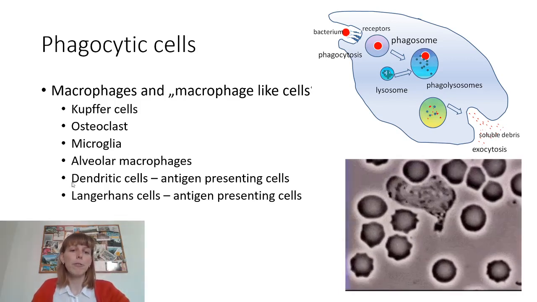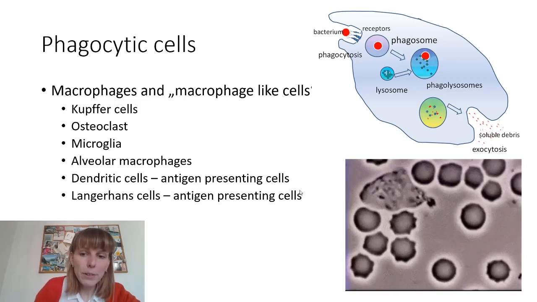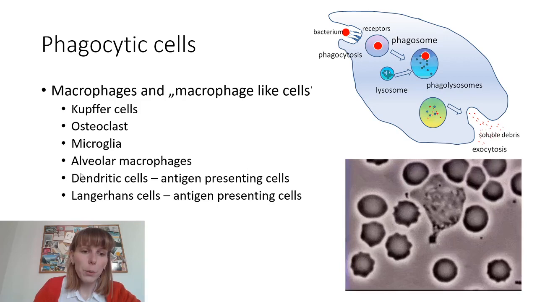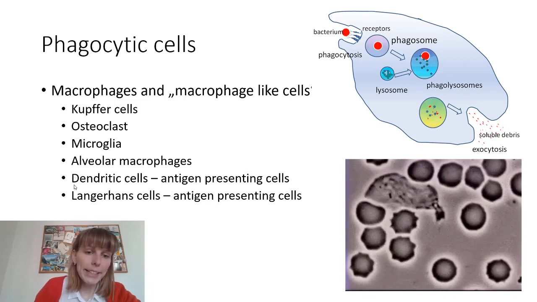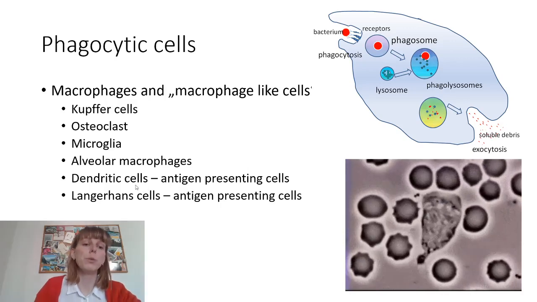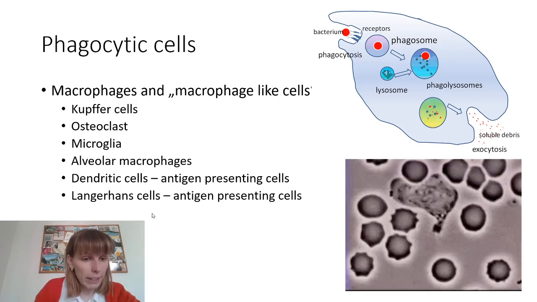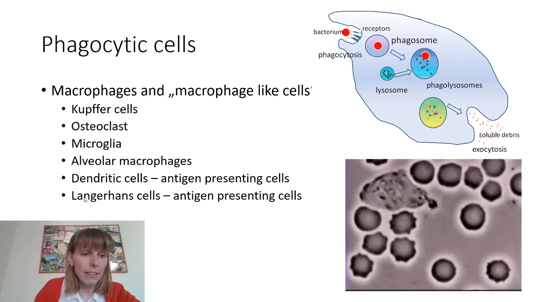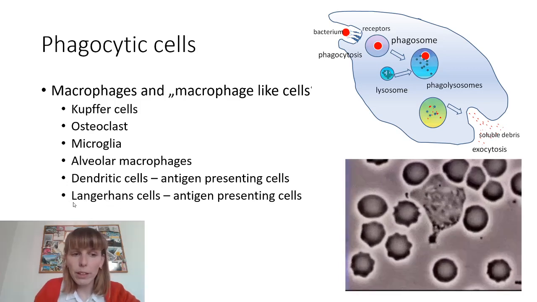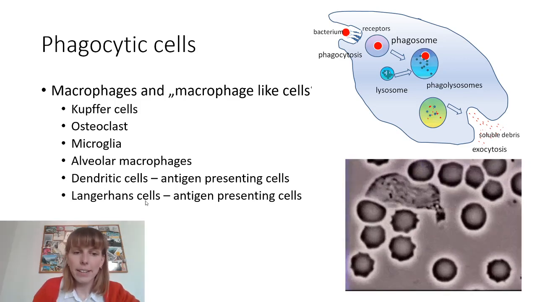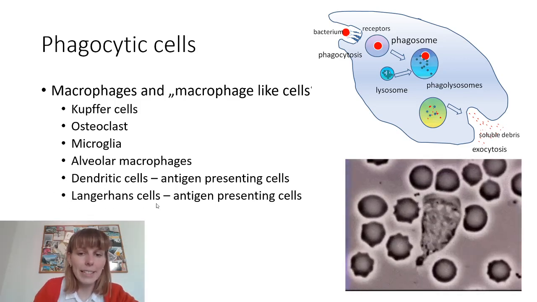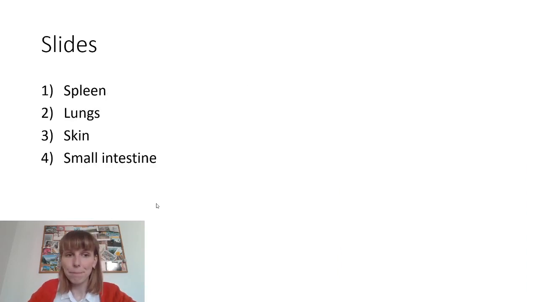And then you have antigen presenting cells. So from the destroyed bacterium, the cell will be able to display the antigens to the cells of the specific immune system, and these could be dendritic cells or Langerhans cells in the skin, which we will take a look at in a little while. So don't confuse Langerhans islets and Langerhans cells. Langerhans islets are in the pancreas and Langerhans cells will be in the skin.